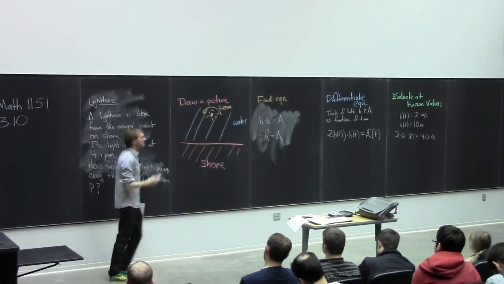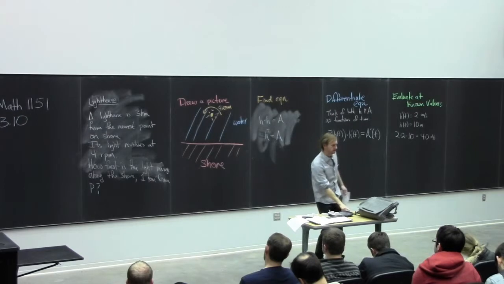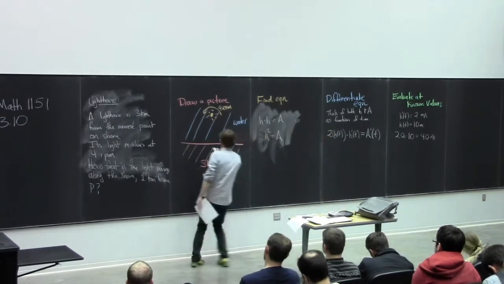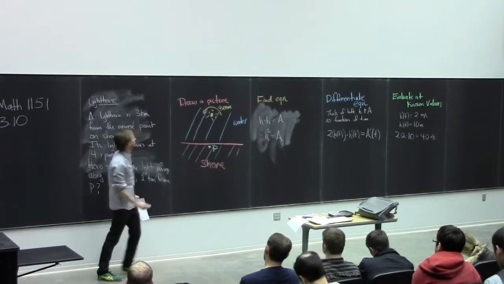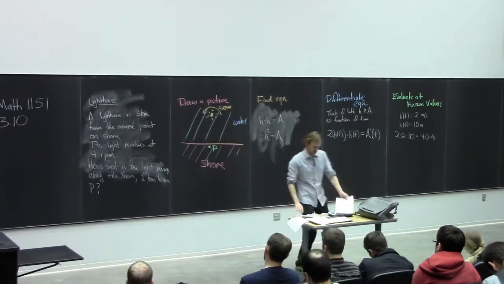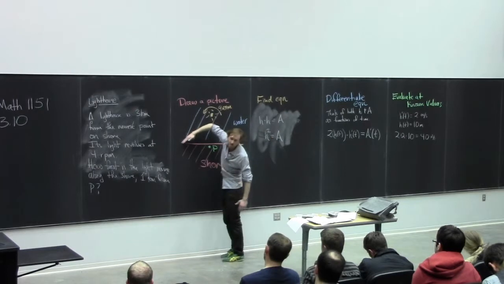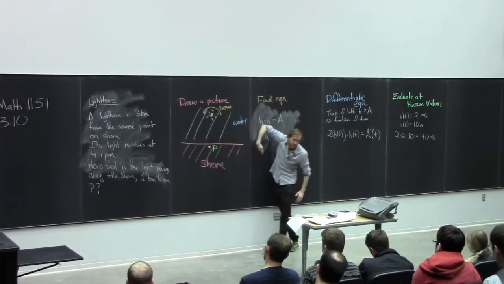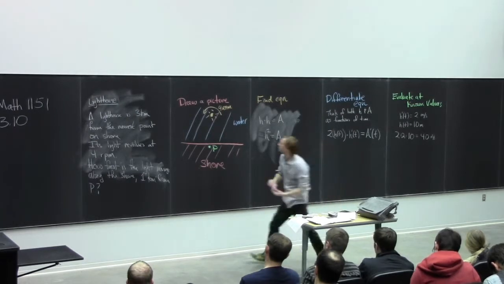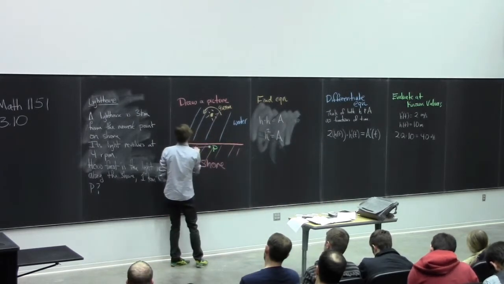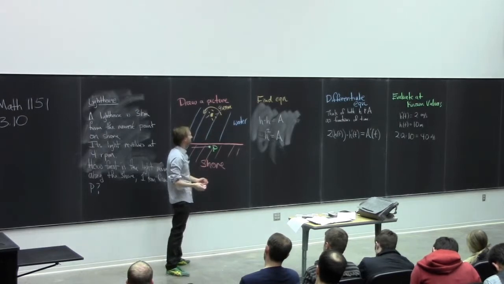There we go. Oh, and we have a point P, green. There's P. And if you imagine this, the light's going to come across the shore and go like this, right? That's what's going to happen. And so we're going to have a distance here. We want to know how fast it's going.